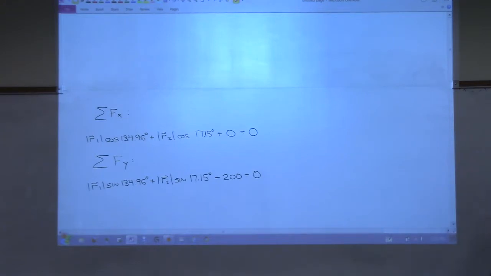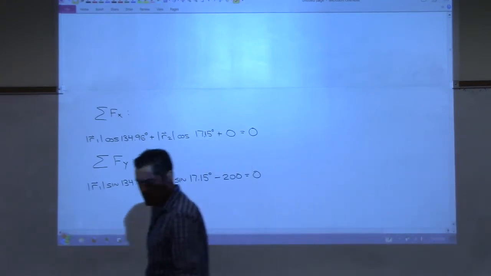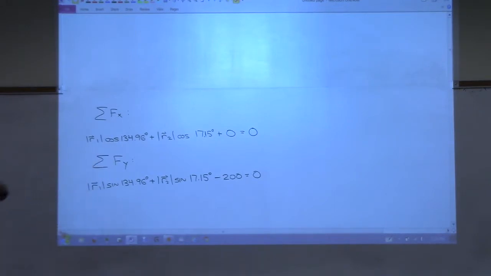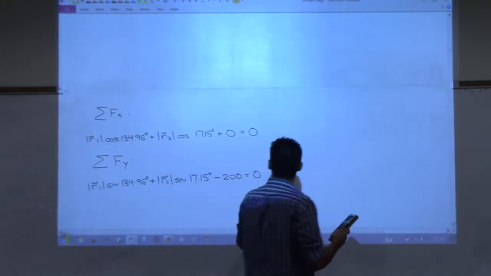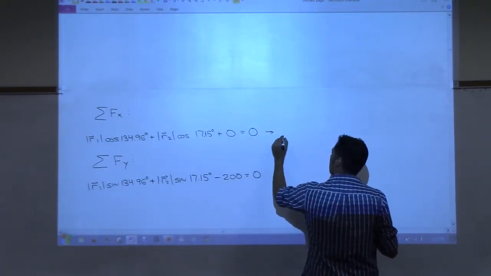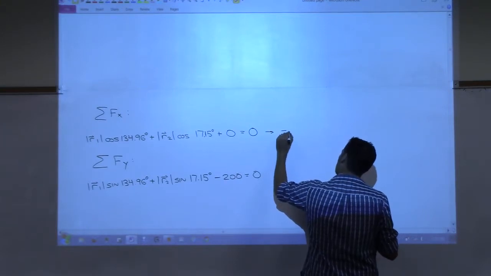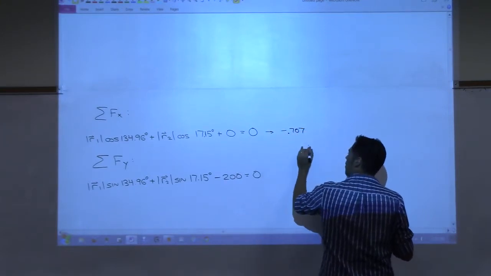All right, we're going to need our calculators, because that cosine up there, we can figure out what those are. Those are numbers. Sine stuff, that's numbers. So I do cosine of 134.96. I get negative 0.7066. So rewriting this equation, I get negative 0.707. I'm going to round it.